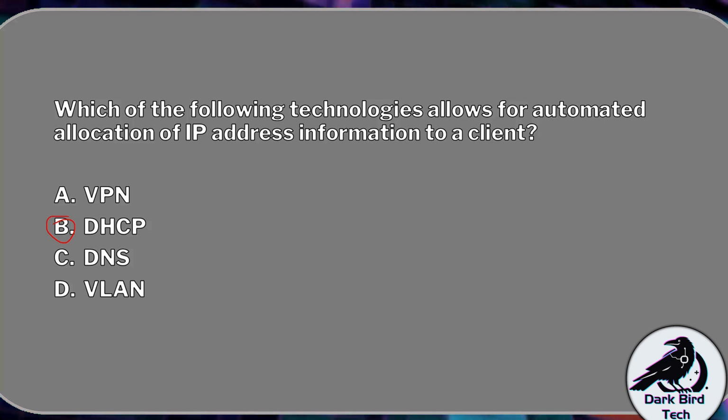VPNs provide a secure tunnel, so not allocating IP addresses. DNS resolves names, so not DNS. And VLANs are about segmentation that is done logically across the network. So that is the first answer, DHCP. It allocates your IP address, your subnet mask, your default gateway, and any optional information, including the address of a DNS server. Moving along now.